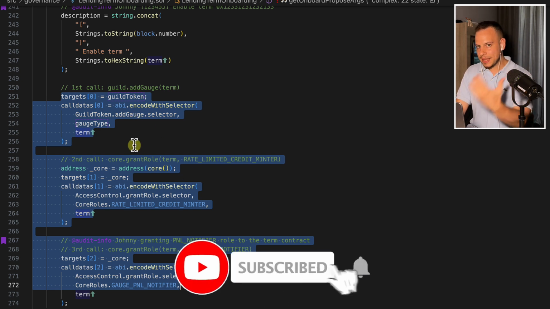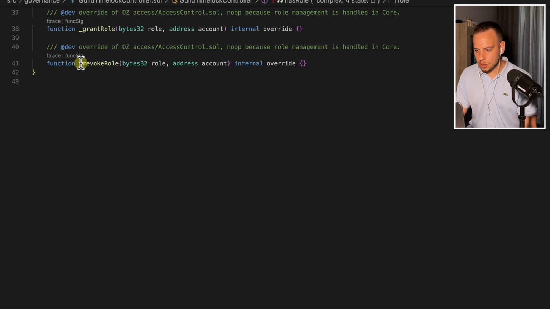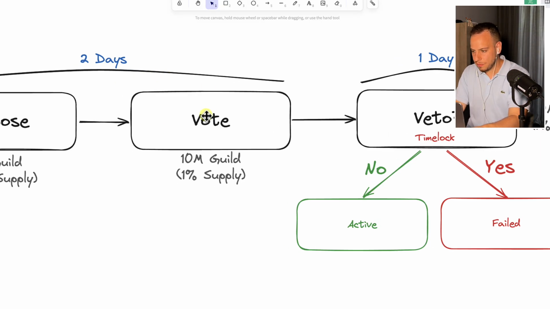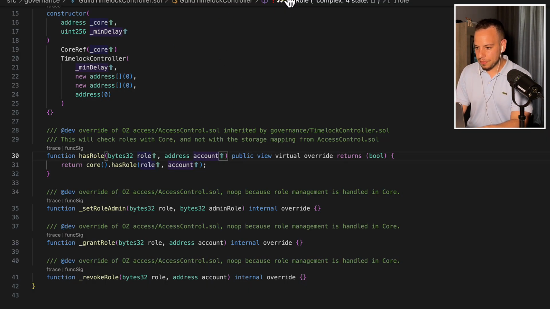It's not going to be added automatically. It's going to be here inside the guild time lock controller. So it's like an action that was passed. It passed this initial voting, but it's not executed yet because we need to wait 1 more day to see if someone wants to veto this proposal, right? Makes sense. So it's going to be added to the time lock of 1 day.